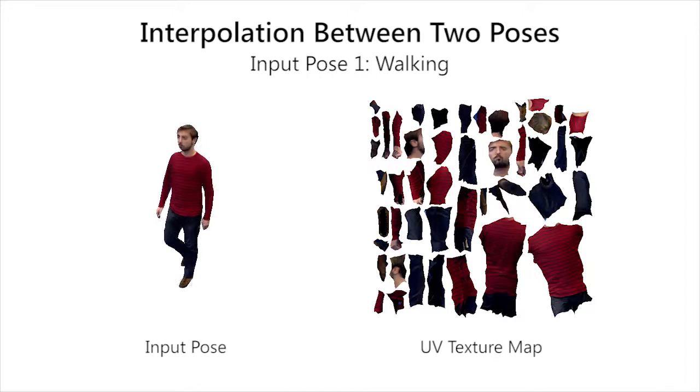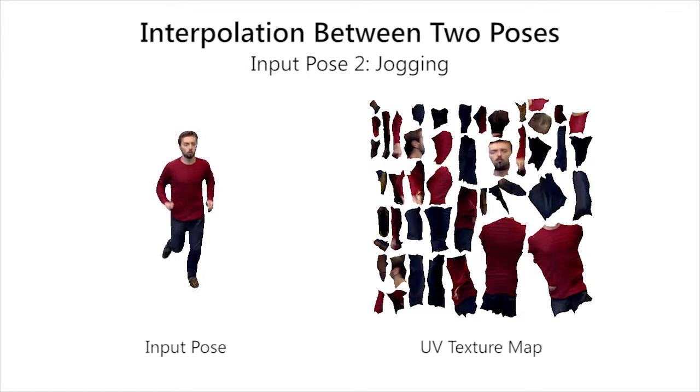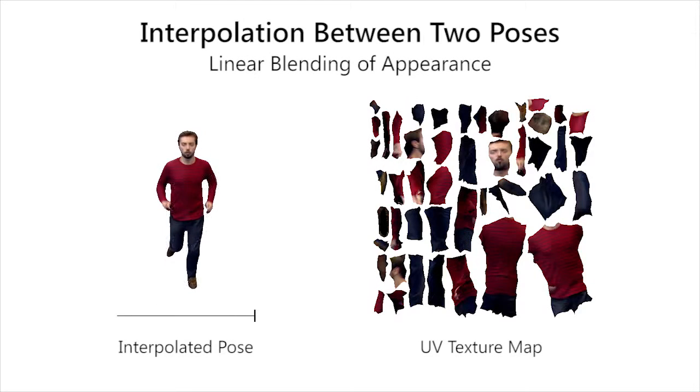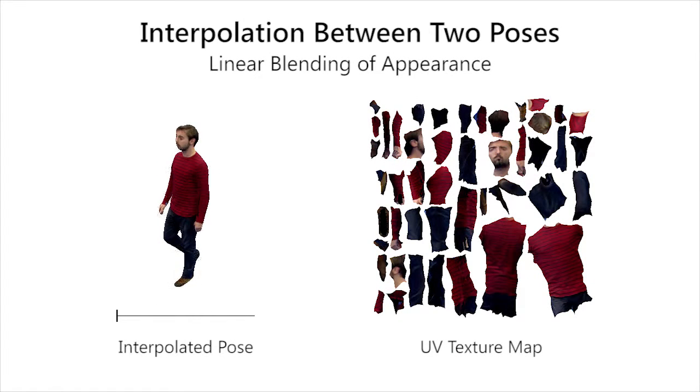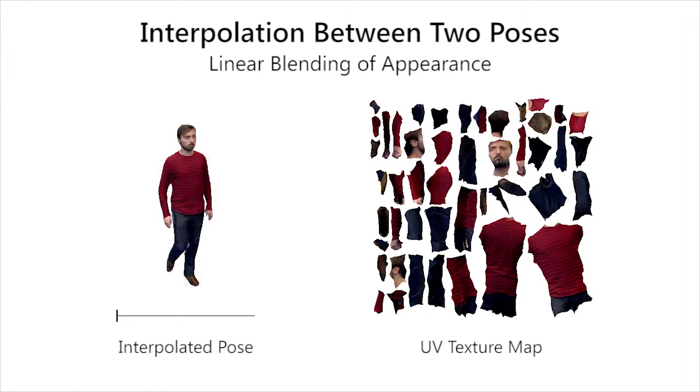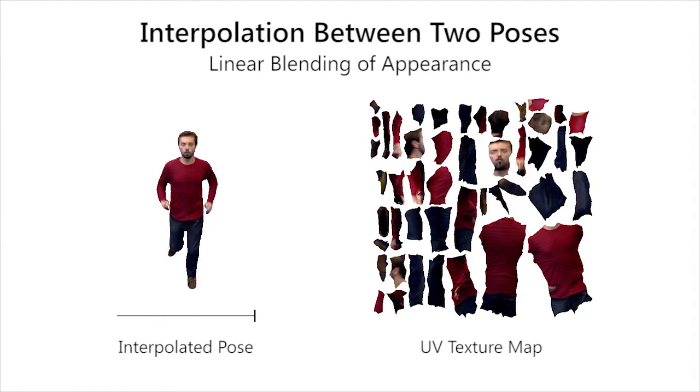Our 4D model flow enables view-independent, video-realistic interpolation across 4D models without the need for appearance alignment computation at runtime. Here we present two captured 4D models corresponding to a walking and a jogging pose. When interpolating between these two poses, the linear interpolation of the appearance results in ghosting and blurring artifacts. These are particularly visible on the face, both in 3D and in the texture map.